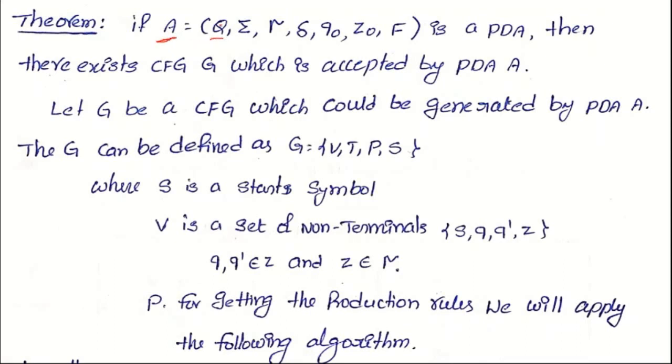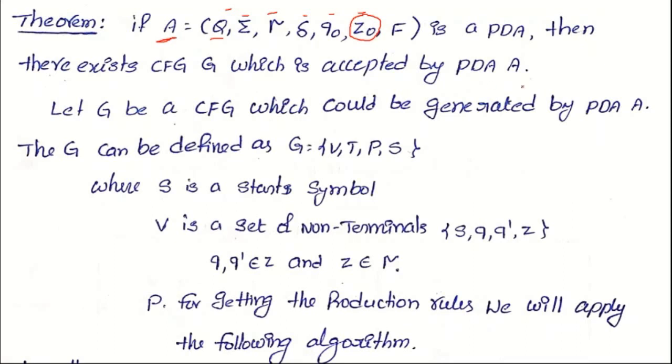a 7-tuple: Q, the set of states; sigma, the set of input symbols; tau, the stack alphabet; delta, the transition function; q naught, the initial state; z naught, the starting symbol of the stack, that is, the top of the stack by default; and F, the set of final states. So these are the 7 tuples of the PDA. Let us assume there is some PDA containing these 7 tuples; then there exists an equivalent context-free grammar.